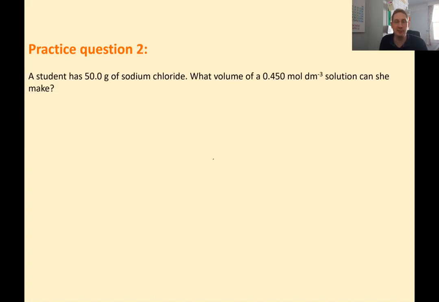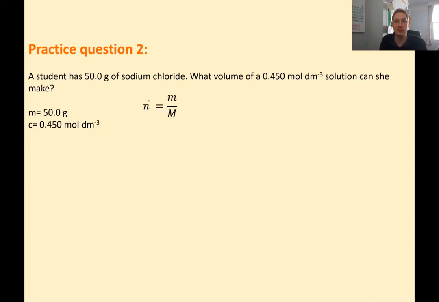Second question, a similar idea. A student has 50 grams of sodium chloride. What volume of a 0.45 mole per dm cubed solution can she make? Okay, so we know the mass of sodium chloride, we know the concentration that we want. The first thing we've got to do is convert the mass into a certain number of moles.